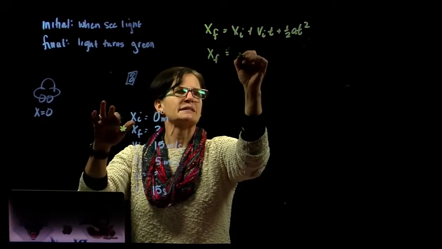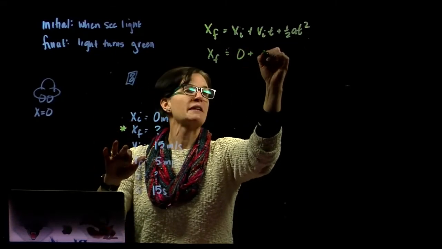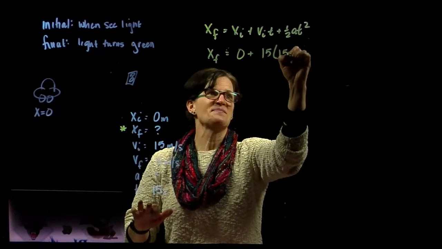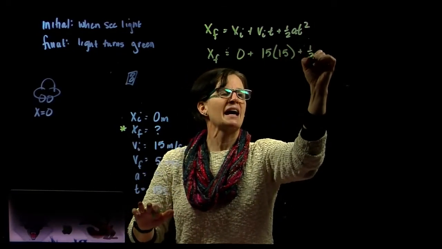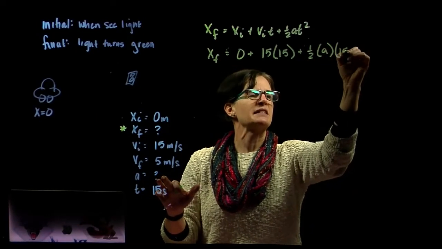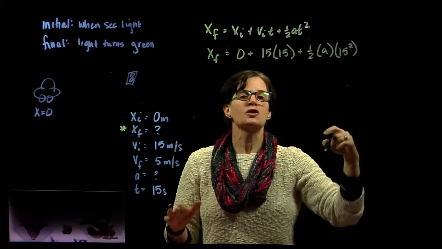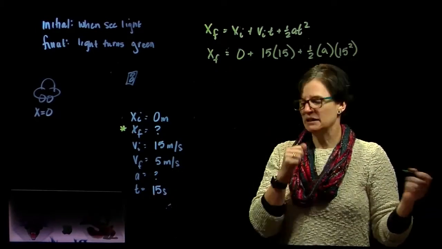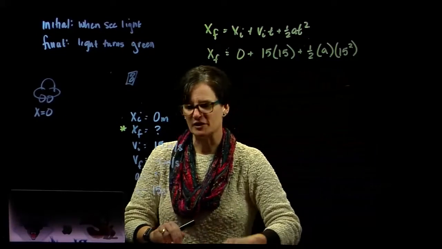X initial, well, that's 0. V initial is 15. The time is 15. Plus 1/2, oh, I don't know my acceleration, times 15 squared. So in order to answer this equation, I need acceleration. All right, well, that makes acceleration a variable of interest.